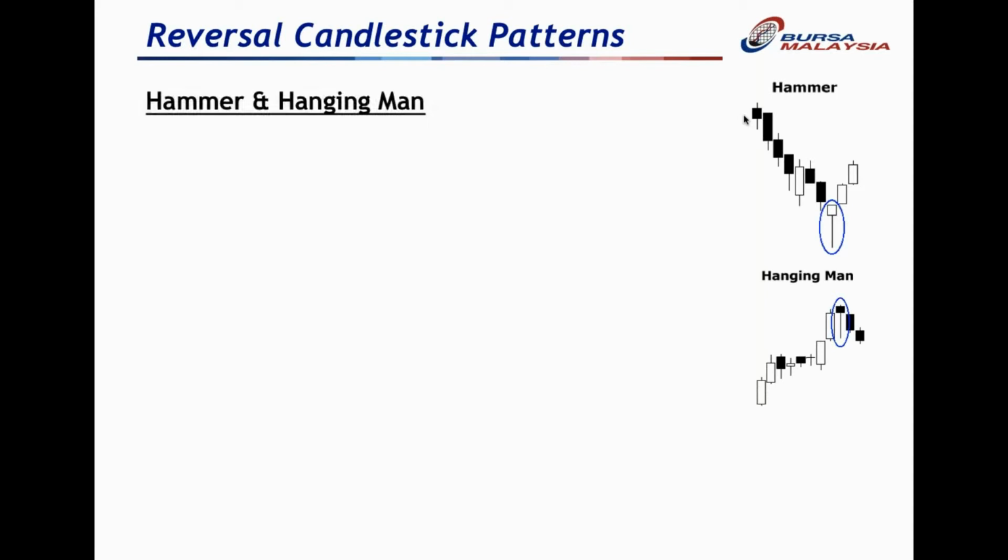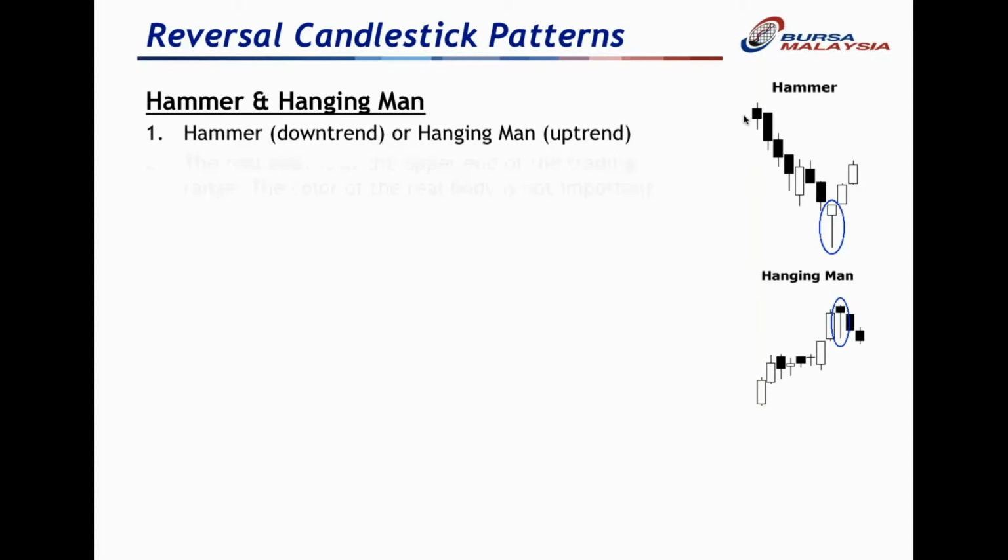So on top there is a hammer. At the bottom there is a hanging man. A hammer is formed at the bottom of a chart, and a hanging man is formed at the top of the chart. So hammer is formed during a downtrend, hanging man is formed during an uptrend.